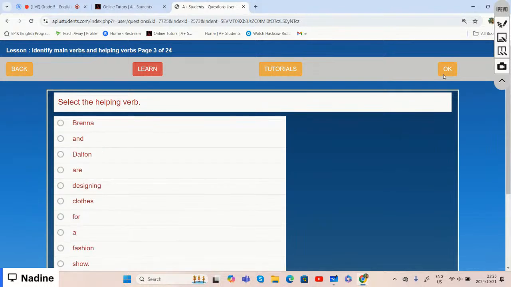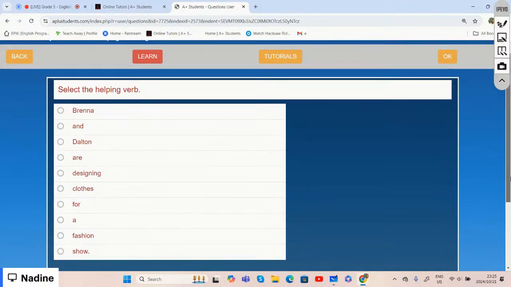We need to select the helping verb. It's Brenna and Dalton are designing clothes for a fashion show.